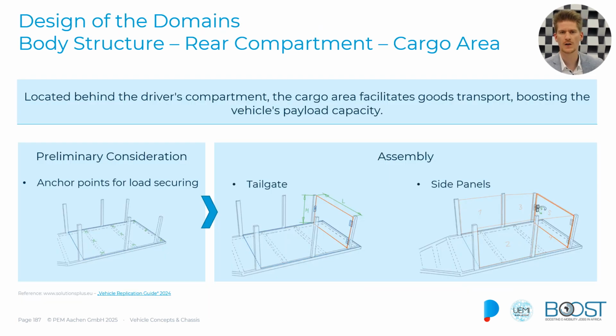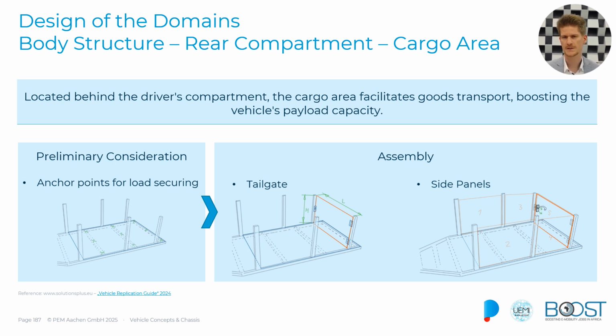So let's have a look at the domain of the rear compartment and now the cargo area. So we have two options. We can have either the person or people transport, and we can have the cargo transport. And this is now the option for the cargo area, which is again also located behind the driver compartment and is therefore to transport goods from A to B.